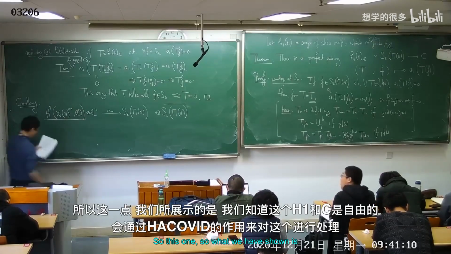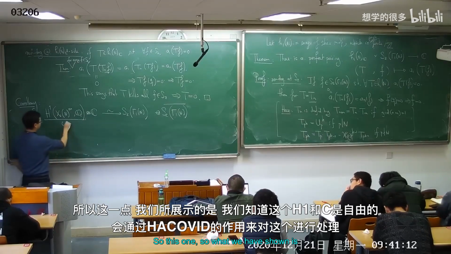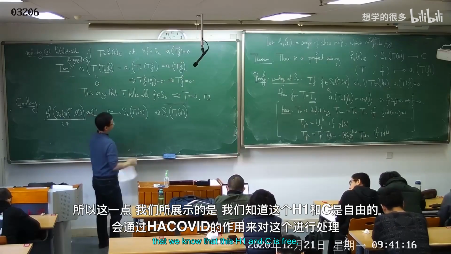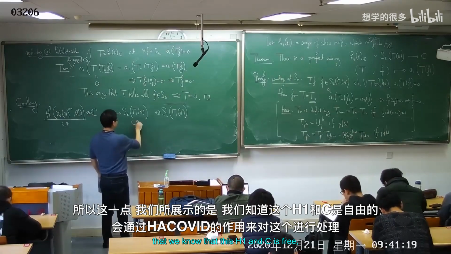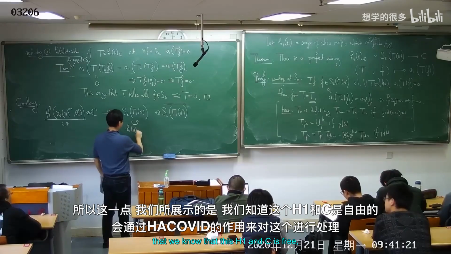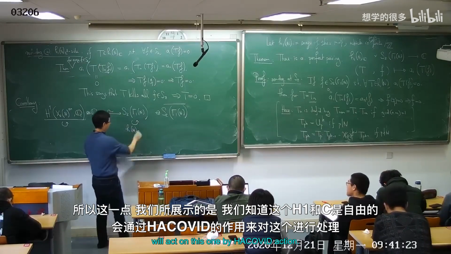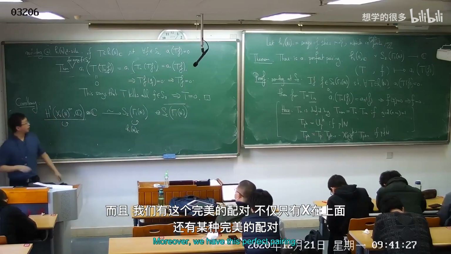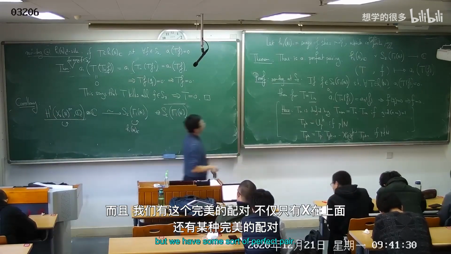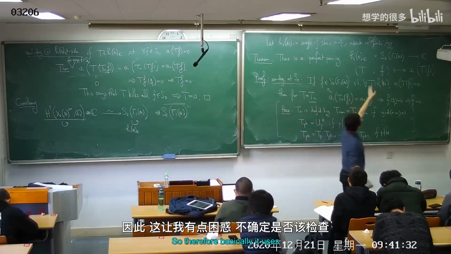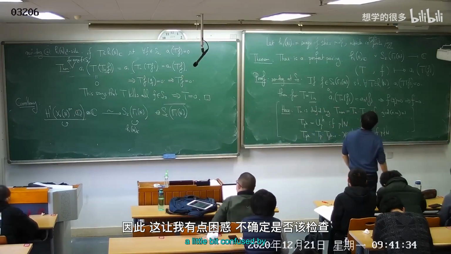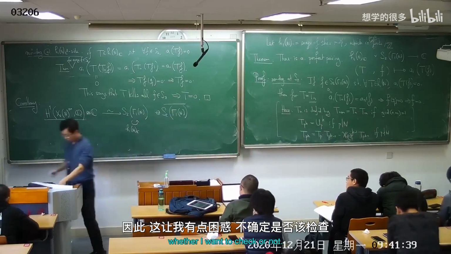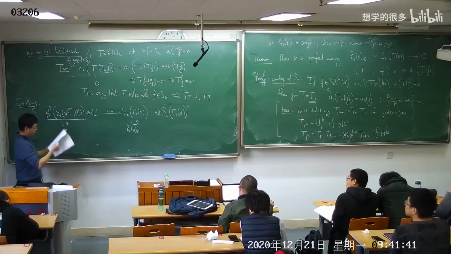So what we have shown is that this H1 with C coefficients is free and will act on this one by the Hecke action. Moreover, we have this perfect pairing. Not only does it act on it, but we have some sort of perfect pairing. So therefore, basically, it induces, I guess let's do check. I'm a little bit confused by whether I want to do check or not. Maybe let's do check.